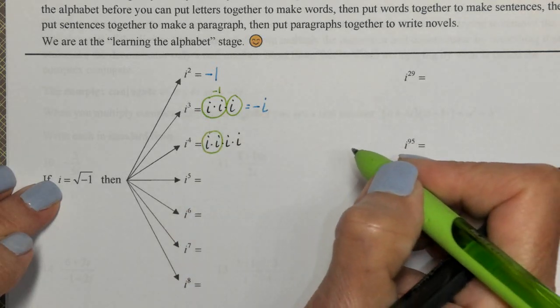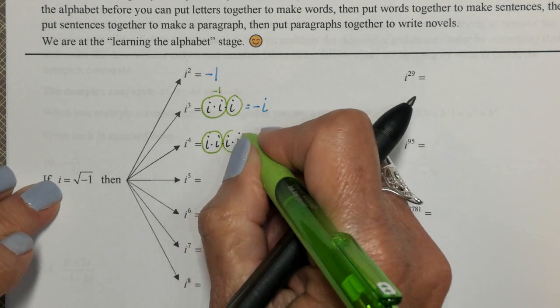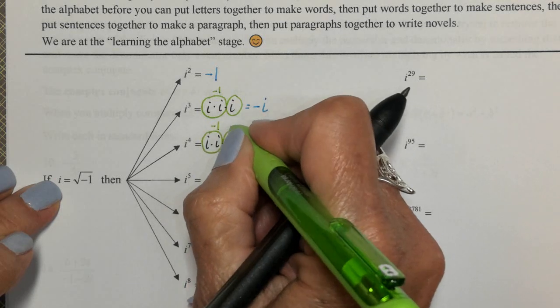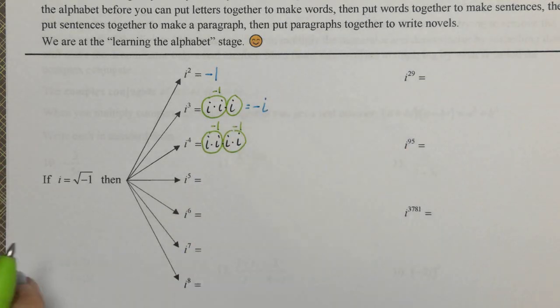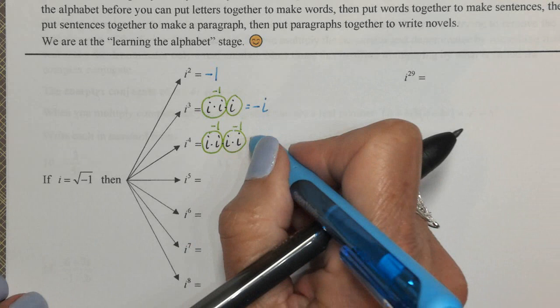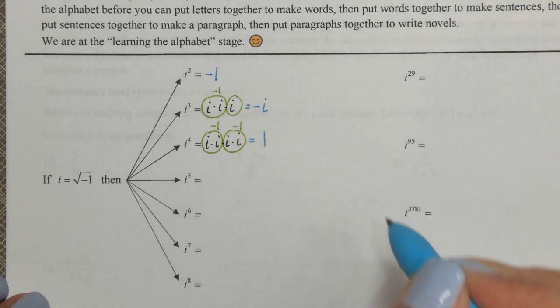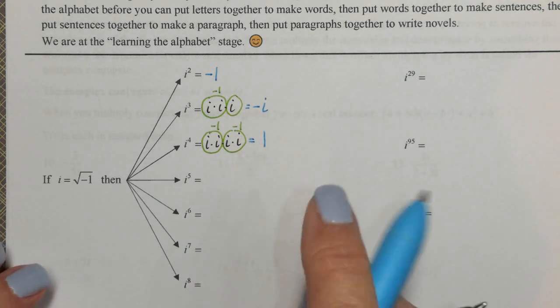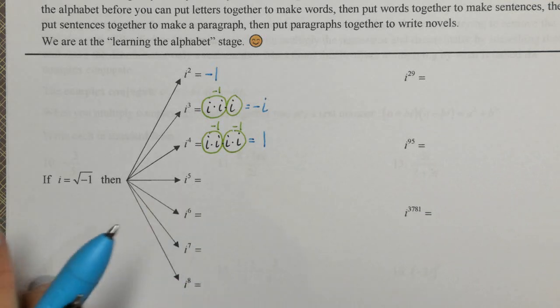I have an i squared there and an i squared here. Both of those are -1. So -1 times -1 is 1. So i to the fourth is 1. What about i to the fifth?